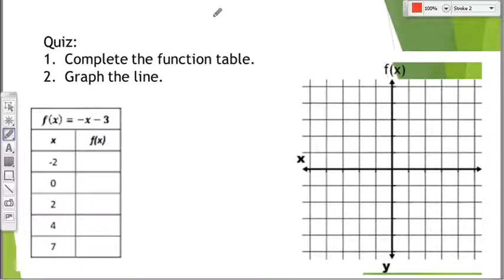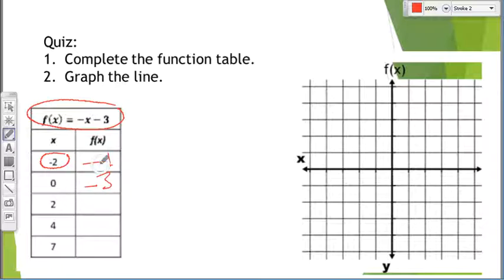The thing that we left off with in the last lesson is I left you with doing this quiz, which is to complete this function table. Remember, a function table gives us a way to find some points that are on this line. So we can let the x be 2 in this equation and then solve for the y, and that will give us a point that's on this line. So if we let the x be 2, the y is negative 1. If we let the x be 0, the y is negative 3.